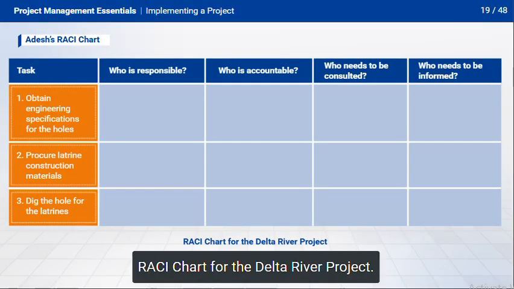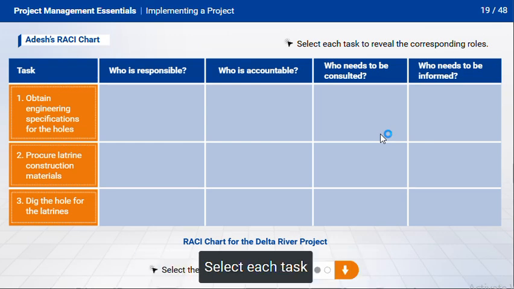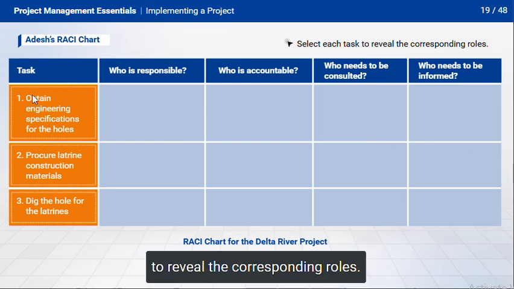I have completed the RACI chart for the Delta River project. Select each task to reveal the corresponding roles.